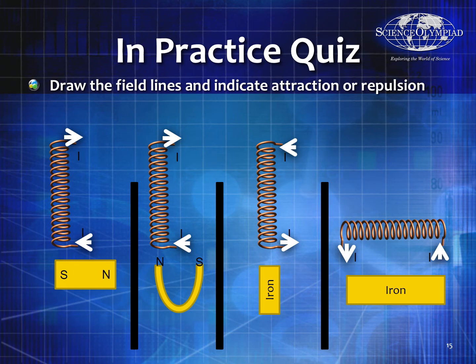In the final one, on the far right-hand side, I follow the current around the solenoid, and what I'll figure out is that the left-hand side will be my north pole, and the right-hand side of the solenoid will be my south pole. Now, of course, it'll be attracted to the iron, so it will end up inducing a south pole on the left-hand side of the iron and a north pole on the right-hand side of the iron.